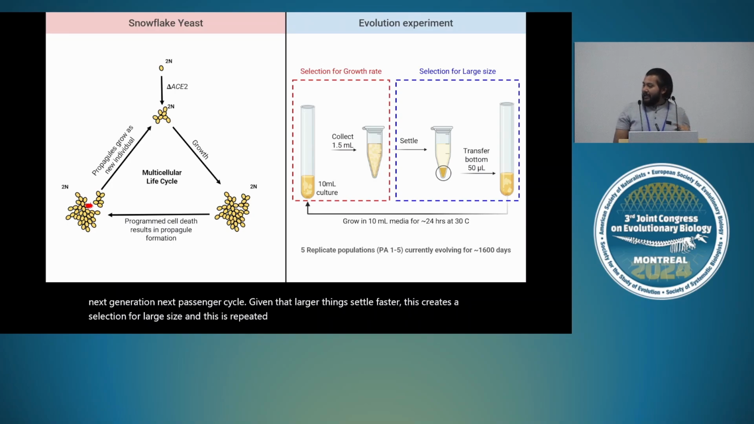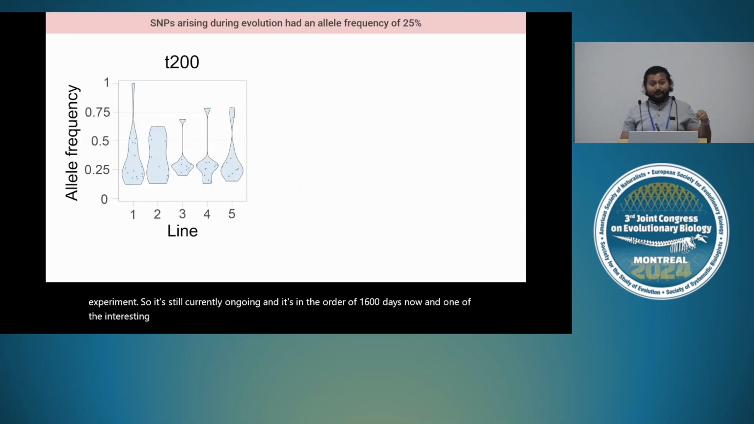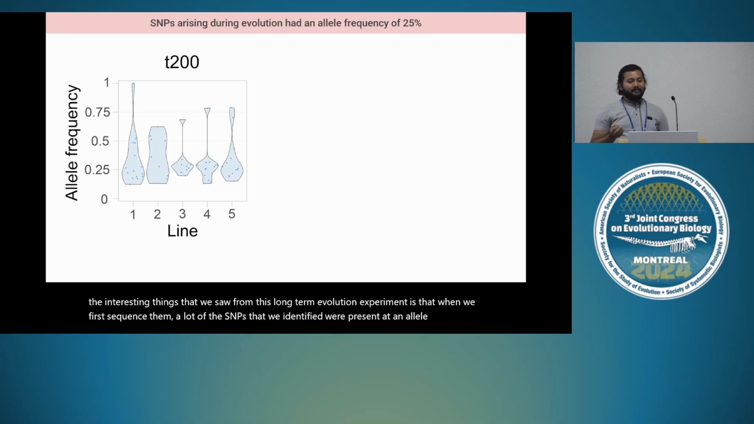We have 5 replicate populations, which in my graphs you might see as PA1 to PA5, and it's a long-term evolution experiment, so it's still currently ongoing, and it's on the order of 1,600 days now. And one of the interesting things that we saw from this experiment is that when we first sequenced them, a lot of the SNPs that we identified were present at an allele frequency of 25%.